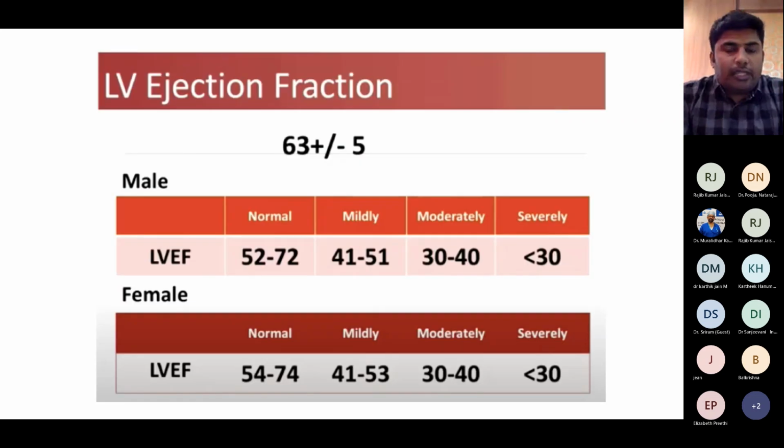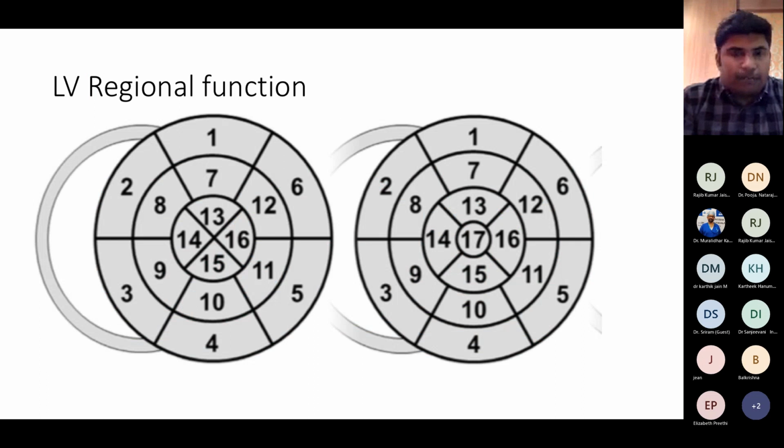Based on the end diastolic volume and end systolic volume, ejection fraction can be calculated using the formula: end diastolic volume minus end systolic volume, divided by end diastolic volume. The normal ejection fraction in males is 50 to 72%. It is 2% more in females. The reduction in ejection fraction can be divided into 3 grades: mild, moderate, and severe. 41 to 51 is called mild LV dysfunction. Between 30 to 40 is moderate LV dysfunction. Less than 30% is called severe LV dysfunction.